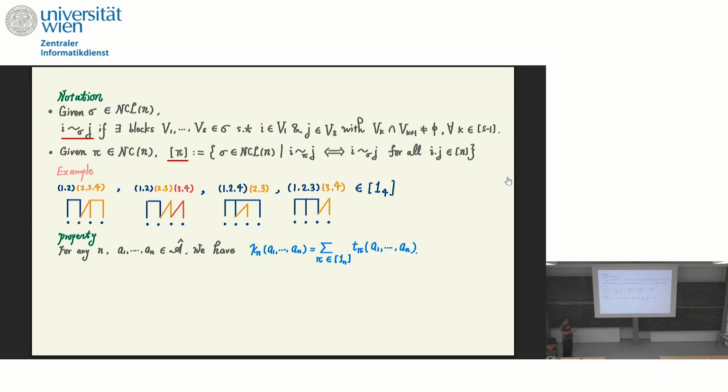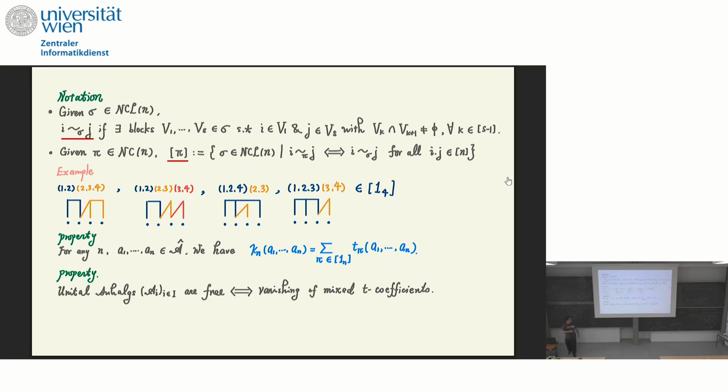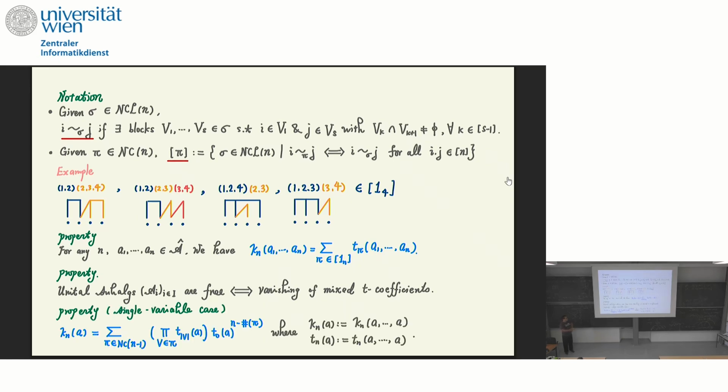And this formula actually gives you another nice way to characterize freeness. If the AI are free, it is equivalent to the vanishing of the mixed T coefficients. Here is the multi-variable case, but if you go back to the single variable case, the formula gets simpler. It's just exactly this one, and this one actually goes back to the remark I mentioned before.